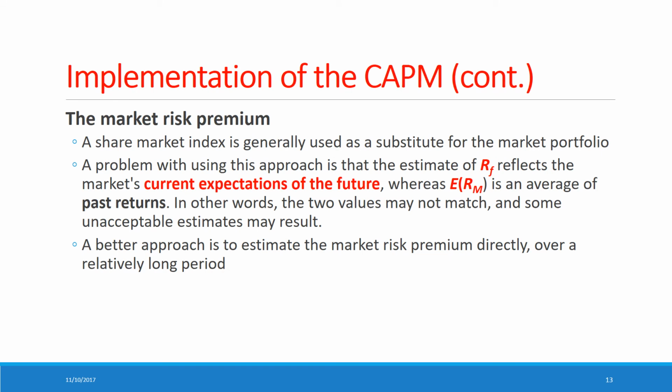Market risk premium. As we mentioned before, in the market model, when we estimate beta, we need to pick our market portfolio, right? So how do we define the market portfolio? We normally use indexes, say the S&P 200 index or S&P 500 index, as the general proxy for the market portfolio.